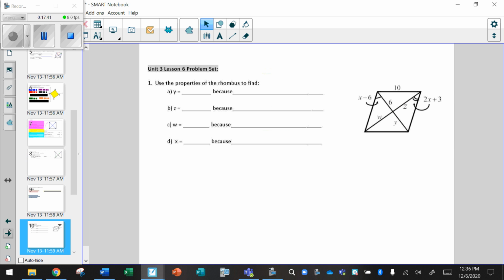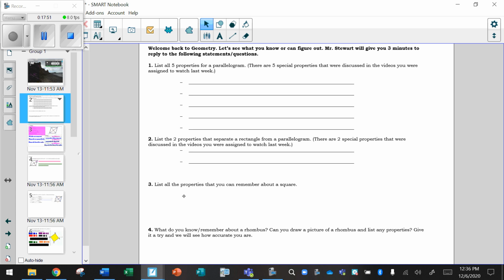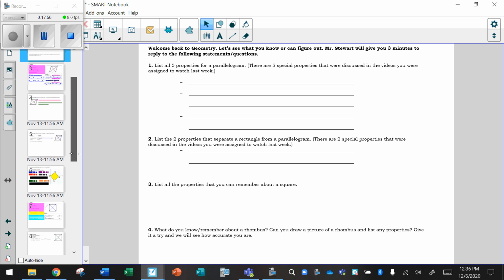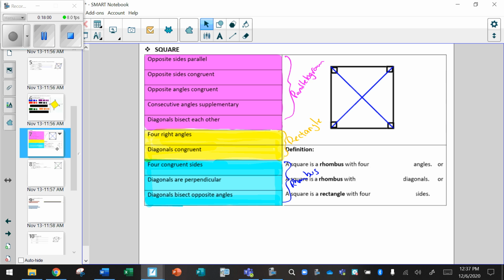So now you're going to go off, practice on your own. I will see you soon, and let's see how you did from back at the beginning. The properties that you were asked to write down, what properties do you remember about a square? You probably got all sides are equal, all right angles, some subtle things like that.